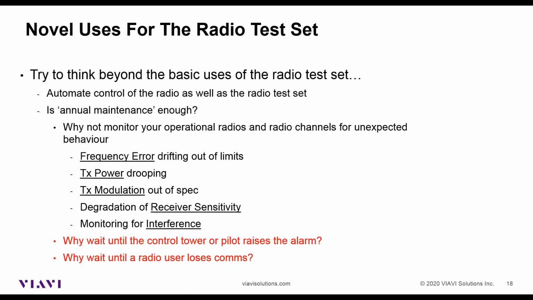Is the frequency error drifting? Is the transmit power drooping because the amplifier has got very hot or a bit older? It will droop over time as it warms up. Is the modulation drifting out of spec? Is the receiver sensitivity degrading? It could be degrading because of interference. So again, monitor for interference.